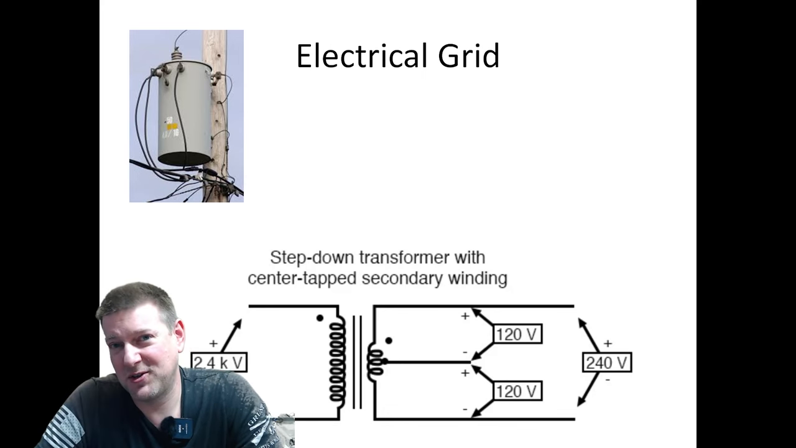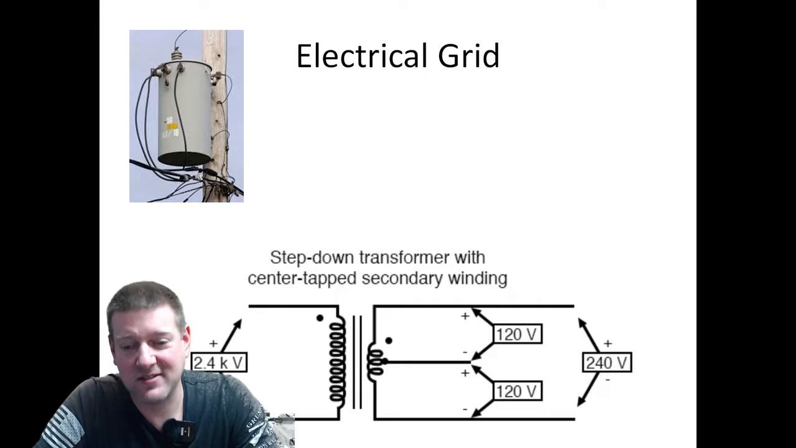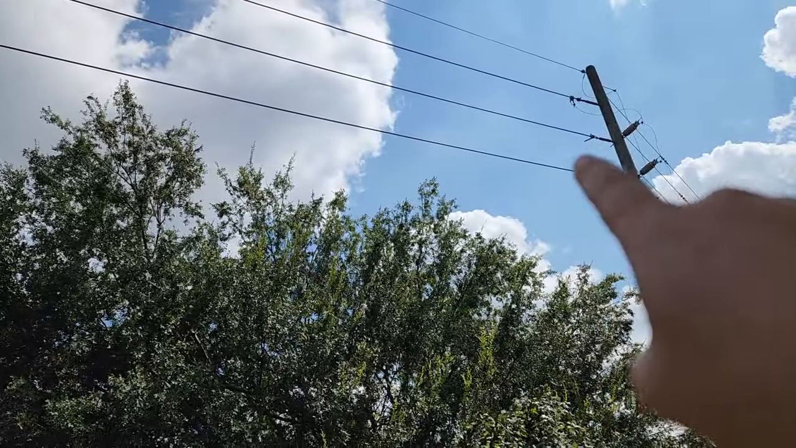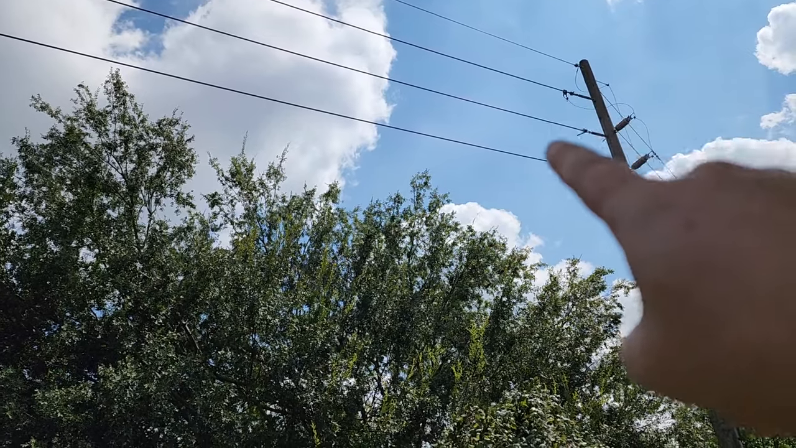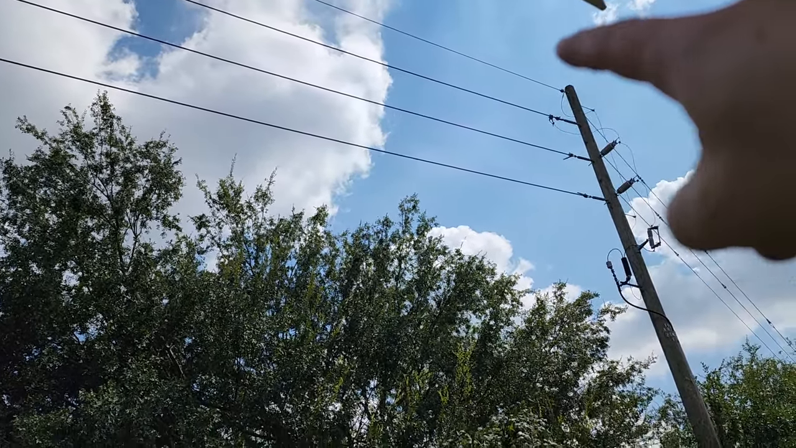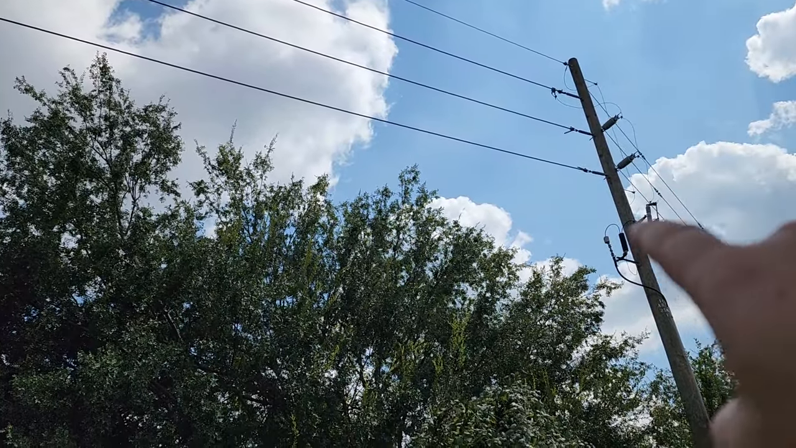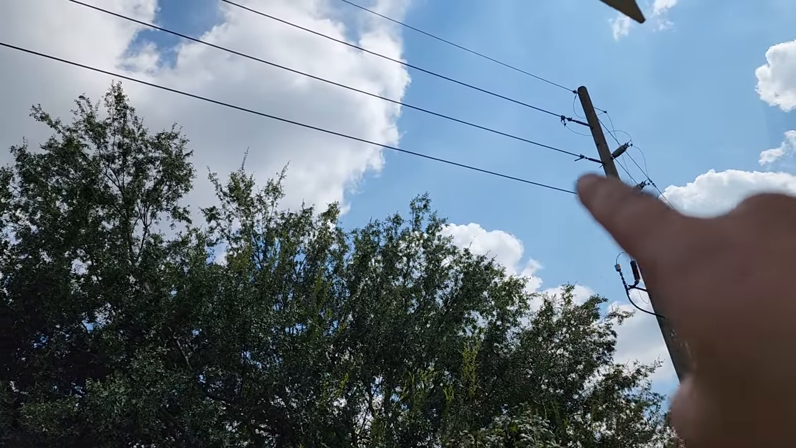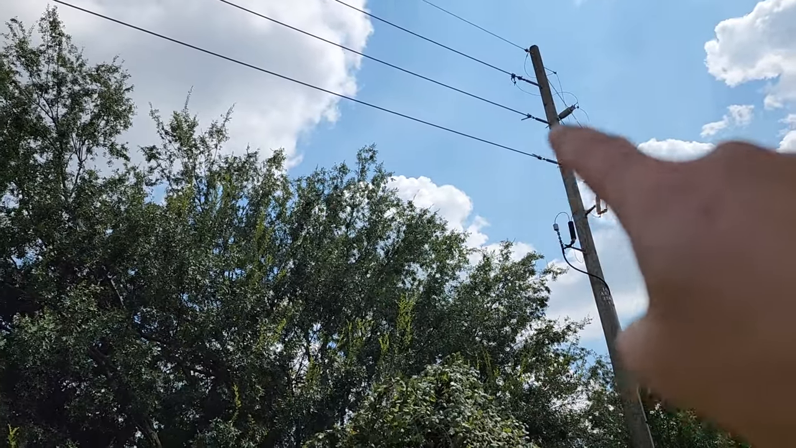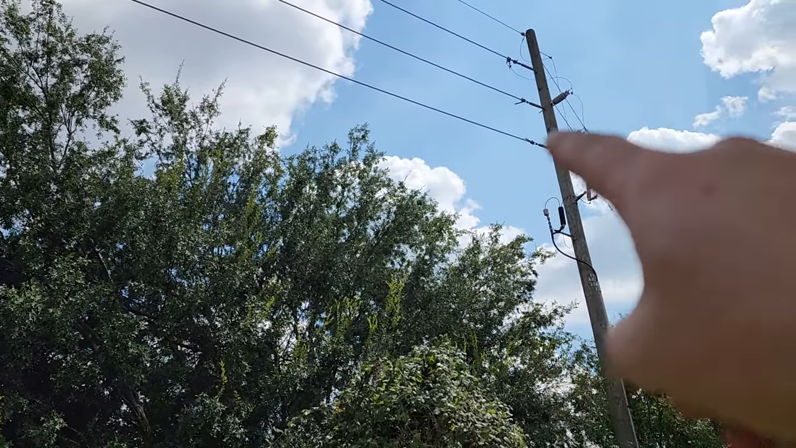That is the electrical system that we have here in the United States, and you're going to see it almost everywhere. I want you guys to take notice that we have three lines, one, two, and three. And then there's a tension line up there, which is also a ground line. These right here are called distribution lines. And a distribution line is usually about 12 kilovolts to 7 kilovolts.